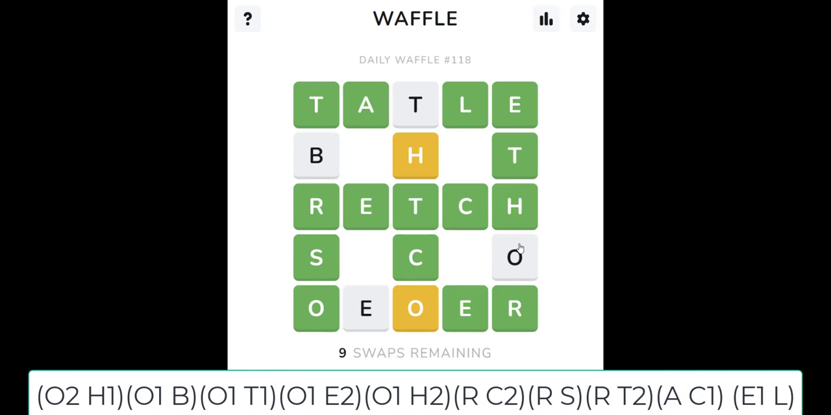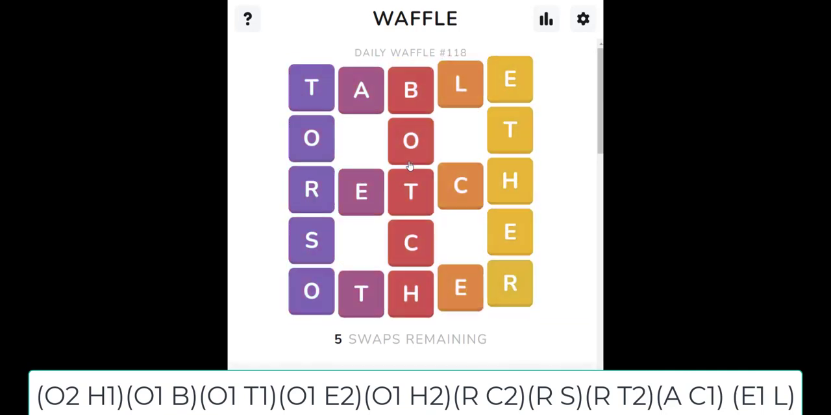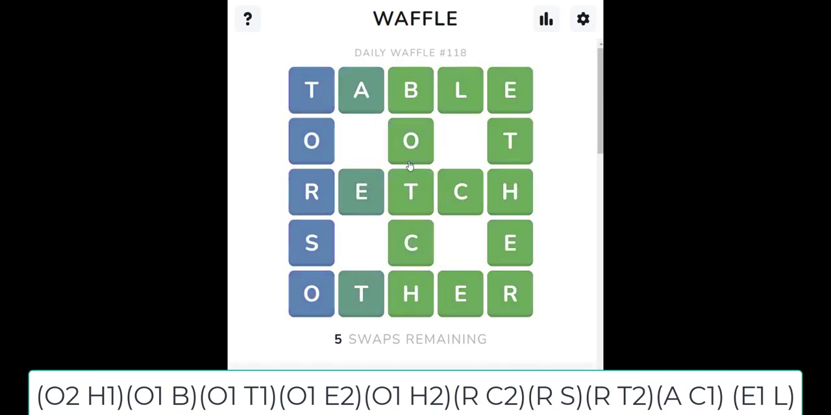All right, now O1 with E2. Okay, there's my O1. E2, that's going to be down here. Okay, then it was O1 with T1. Okay, there's T1. And then O1 with B. Okay, O1 with B. And then finally O2 with H1. Look at that. I didn't have to keep track of where these things started. I just had to, at worst, keep track of which is my number one, which is my number two.